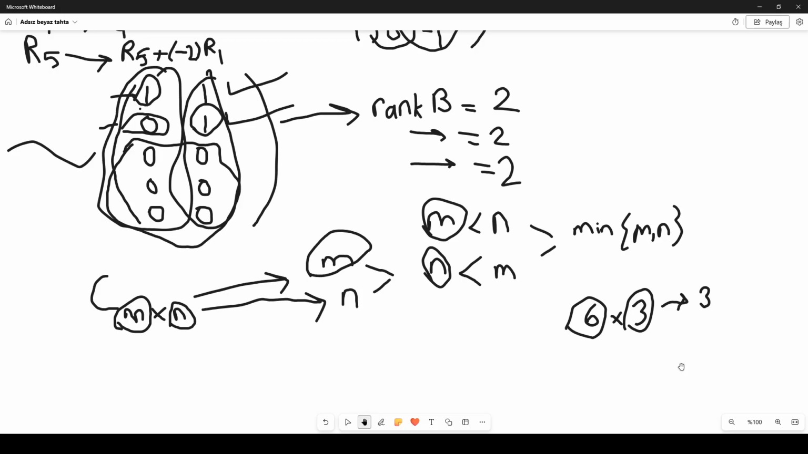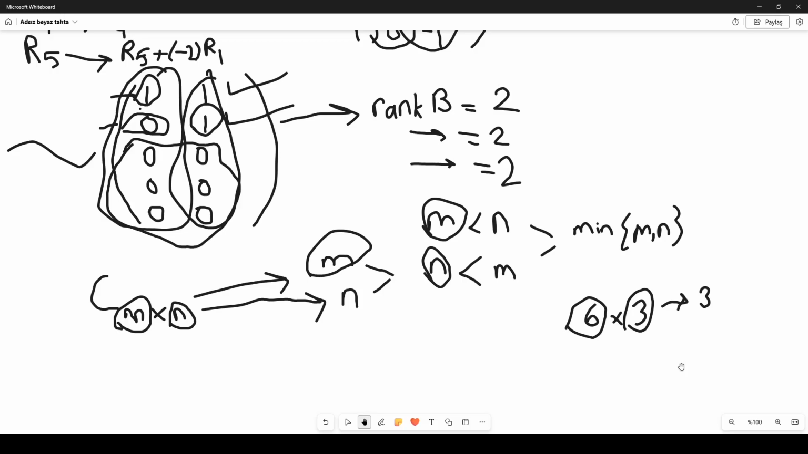Alright guys, rank is a very important topic, especially when we are dealing with a special case of systems of linear equations, what we call homogeneous systems. For solving a homogeneous system, we need to find the rank of a matrix, as well as the basic columns and non-basic columns.